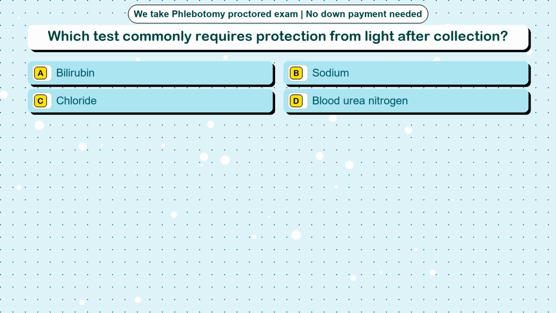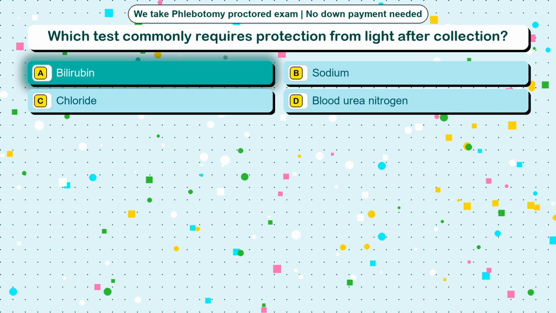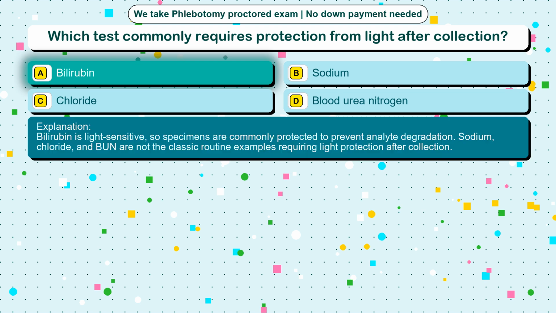Question 55. Which test commonly requires protection from light after collection? Option A, bilirubin. Option B, sodium. Option C, chloride. Option D, blood urea nitrogen. The correct answer is option A, bilirubin. Bilirubin is light sensitive, so specimens are commonly protected to prevent analyte degradation. Sodium, chloride, and BUN are not the classic routine examples requiring light protection after collection.